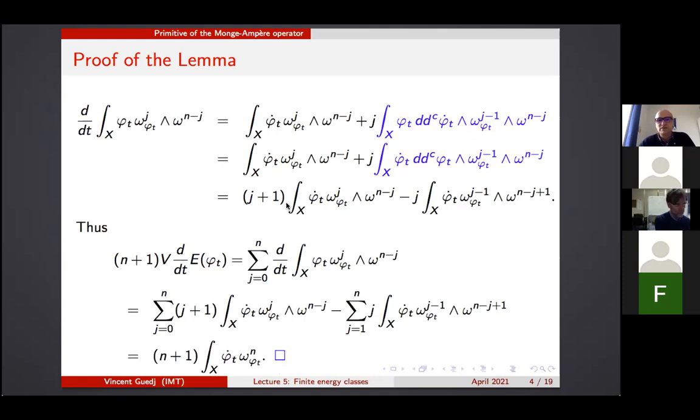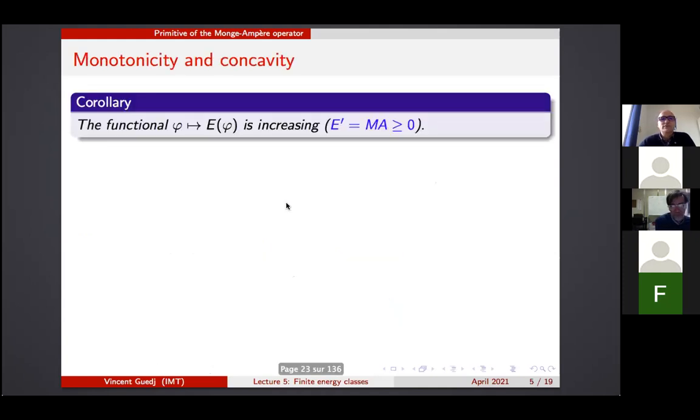Okay, it's a rather simple lemma, but it has a huge number of consequences. So here is the first one. Because the differential of E is a non-negative measure, so E prime is the Monge-Ampère measure of some Kähler potential, it is non-negative. In particular, it says that the functional phi goes to E of phi t is increasing.